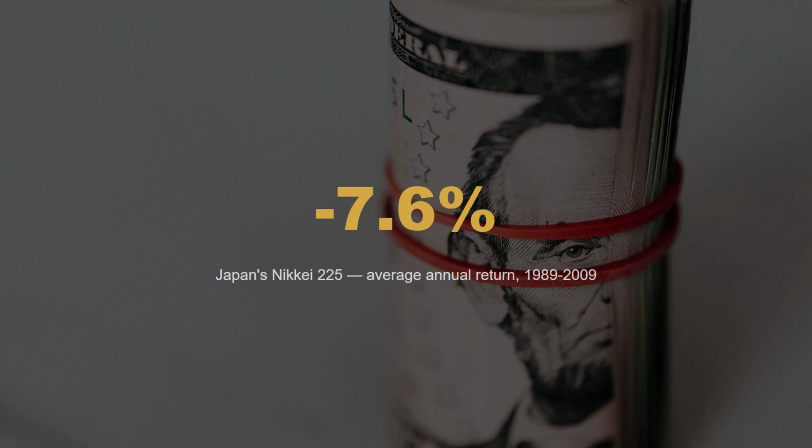-7.6%. That was the average annual return of the Japanese stock market from 1989 to 2009, 20 years of losses. But here's the part that surprises people. During those same 20 years, the market had positive returns in 11 of them, more up years than down years. So how can you have more winning years than losing years and still lose money? The answer is hidden in one word: average.